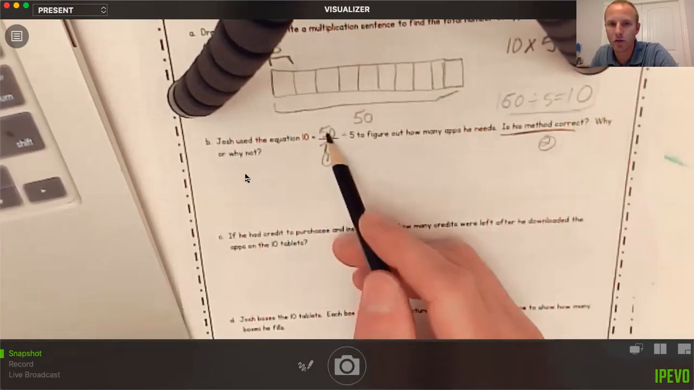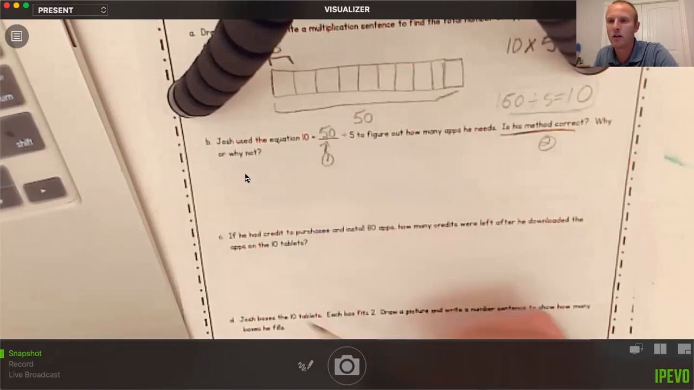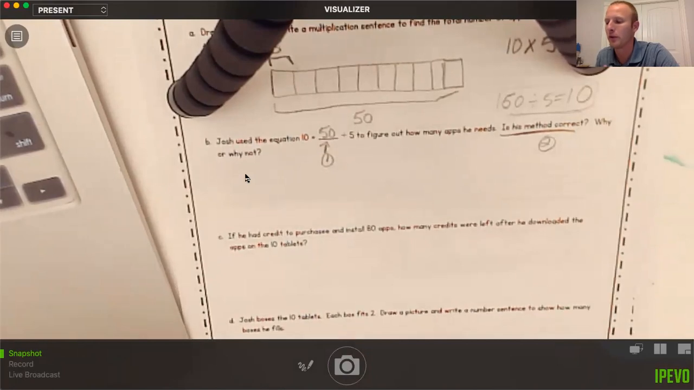Notice it still says 50 divided by 5 equals 10. The answer, the quotient, is just on the left as opposed to on the right. And don't let that throw you off. It still means the same thing. So now we get on to the crucial part of this question, which says, is his method correct?